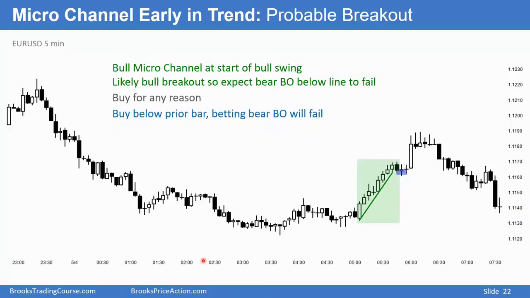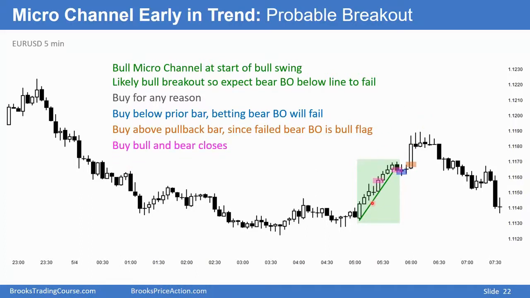Traders will buy for any reason. They'll buy at the low of the prior bar. This is then a 2-bar bear microchannel. It's a bull flag. Bulls will buy above the high of the prior bar, betting that the breakout of the bull flag will go up high enough for a profit. And after the third, fourth, or fifth close, traders will buy closes. Here they'll buy bull closes. The first bear bar, they'll buy the bear close, betting that the bear reversal attempt will fail.